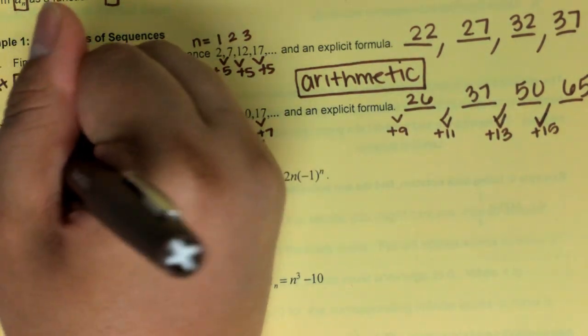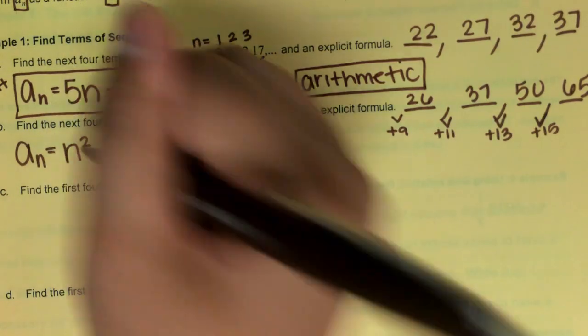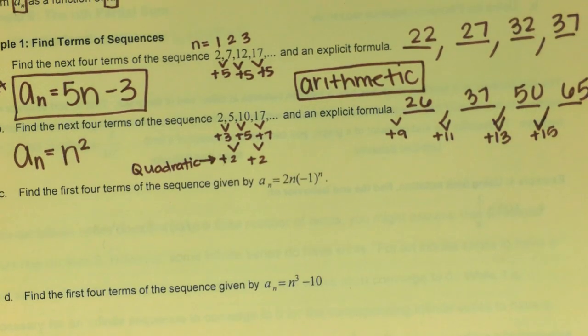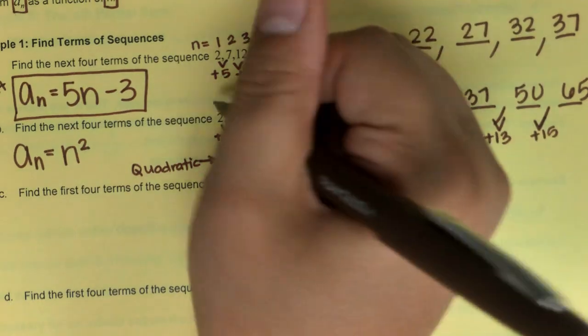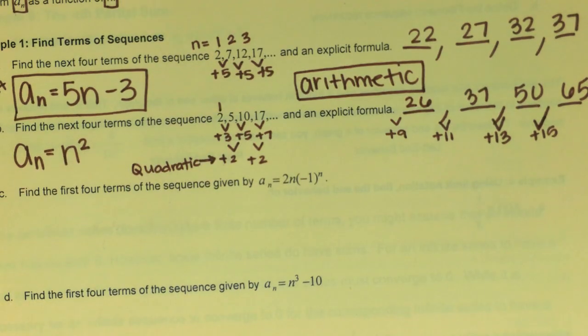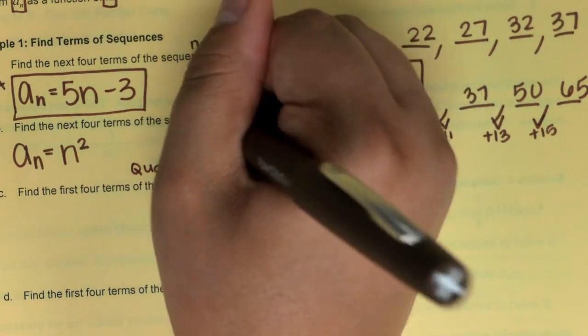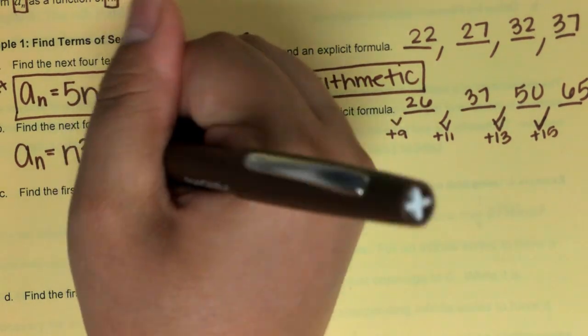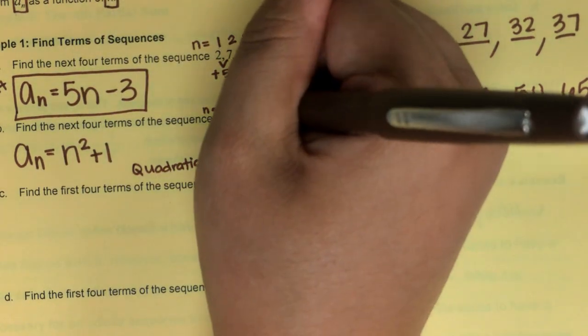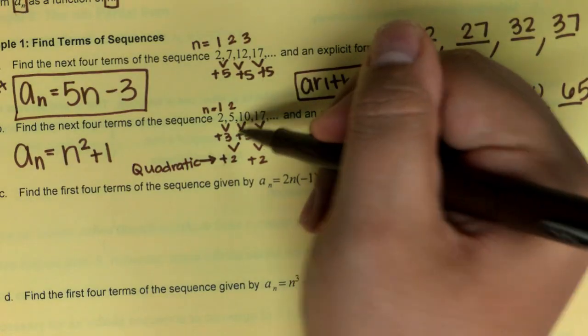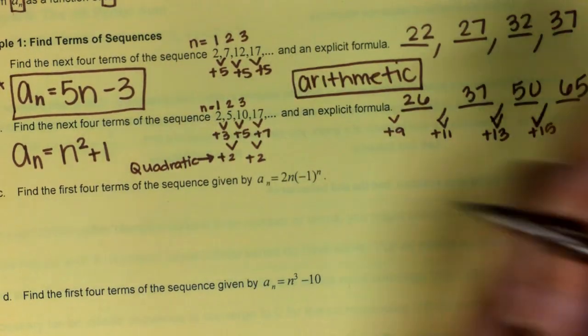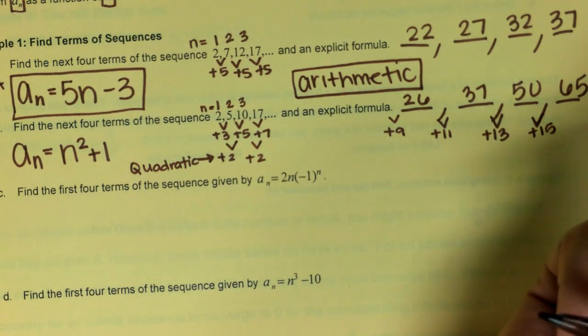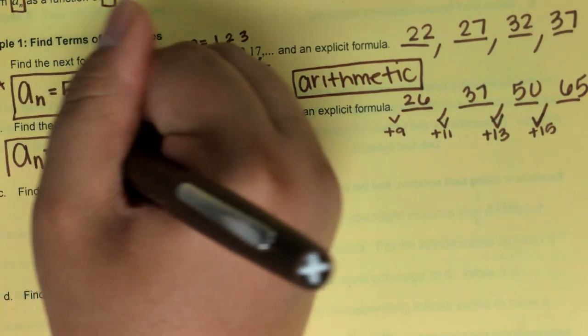So my a of n is going to be n squared. And now we have to test it out. My first term is 2. What is 1 squared? How do I get to 2? And then check it. What is 2 squared? How do I get to 5? 3 squared. Is it working out for all of them? So this is my explicit formula.